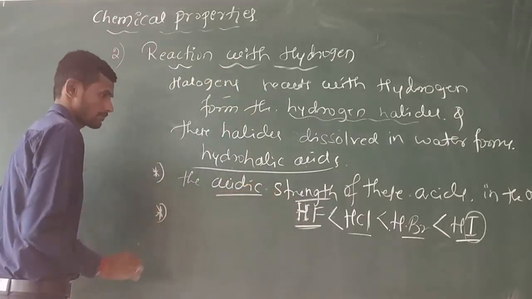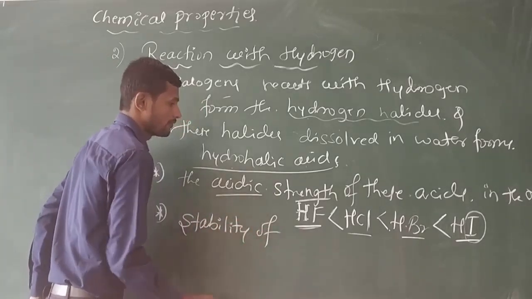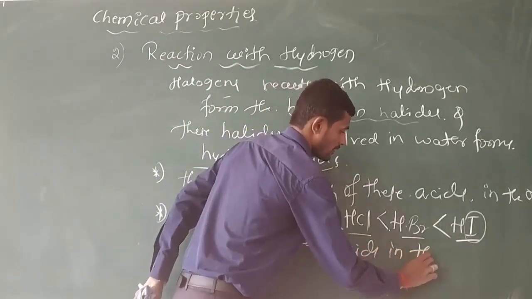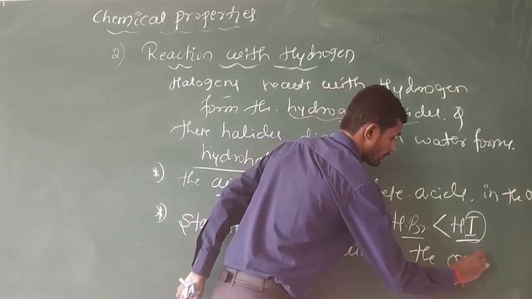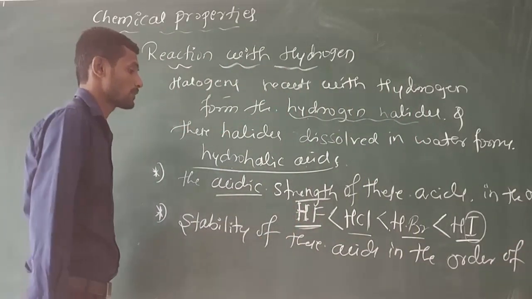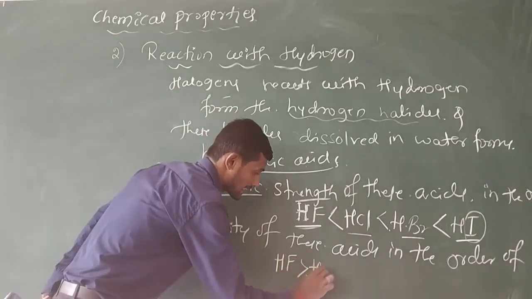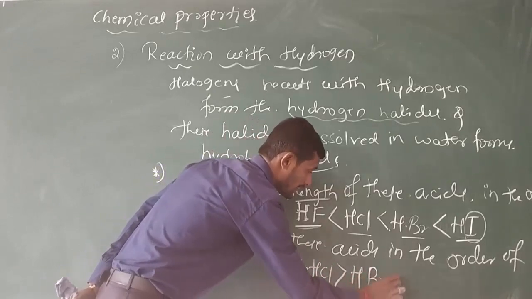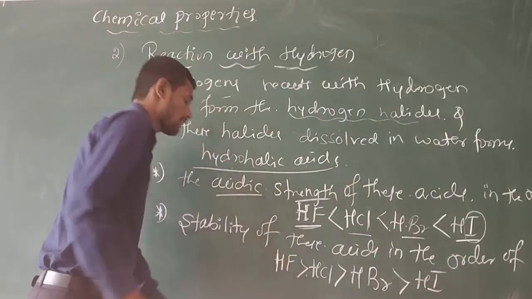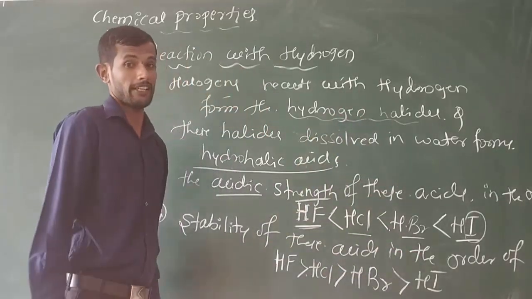Next, another point. Stability of these acids is observed in a different order. Here HF is greater than HCl, greater than HBr, greater than HI. Yes, the stability of HF, hydrofluoric acid, is greater than HCl, greater than HBr, greater than HI.